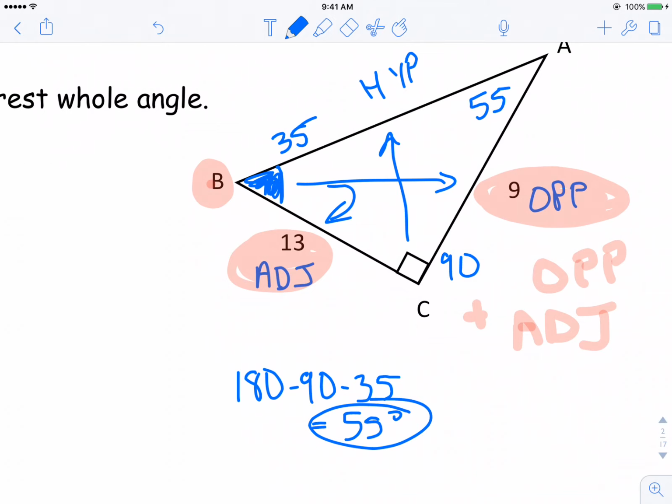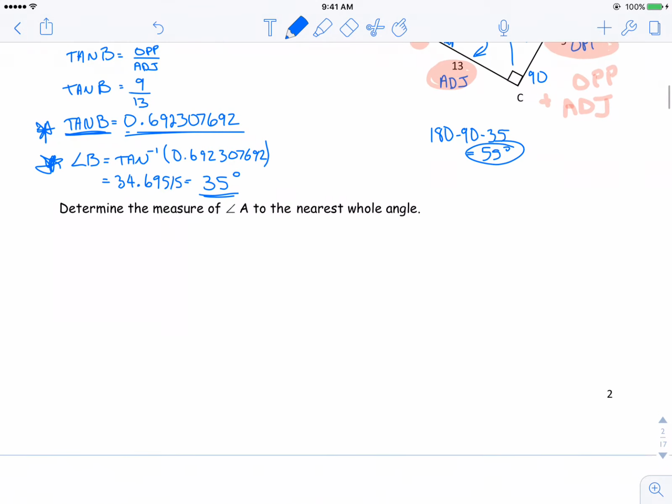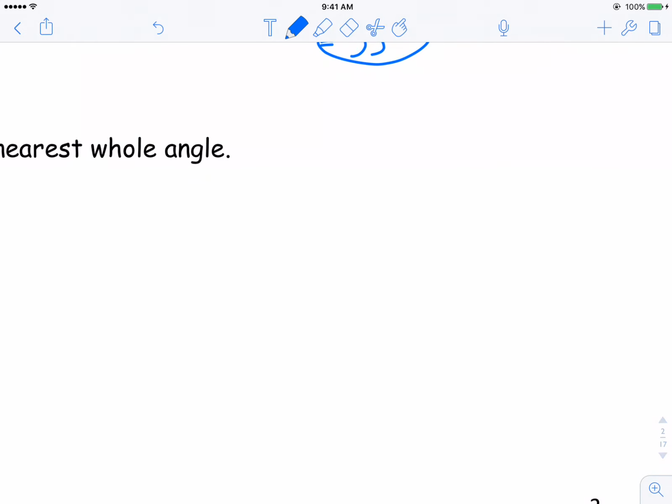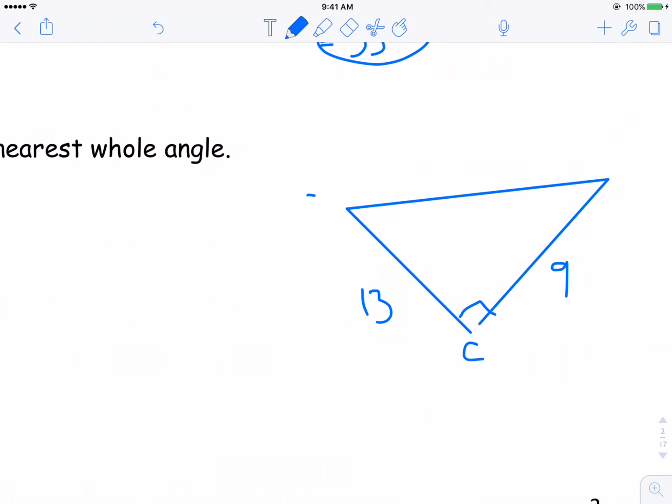Okay. But the whole idea of this question is to give you a little bit of practice at using the tangent ratio. So I'm going to take our triangle. I'm going to redraw our triangle. Something like this. Here's my right angle. This side was 9, this side was 13, this is angle C, this was angle B, this is angle A. And I'm going to do the calculation again for angle A.